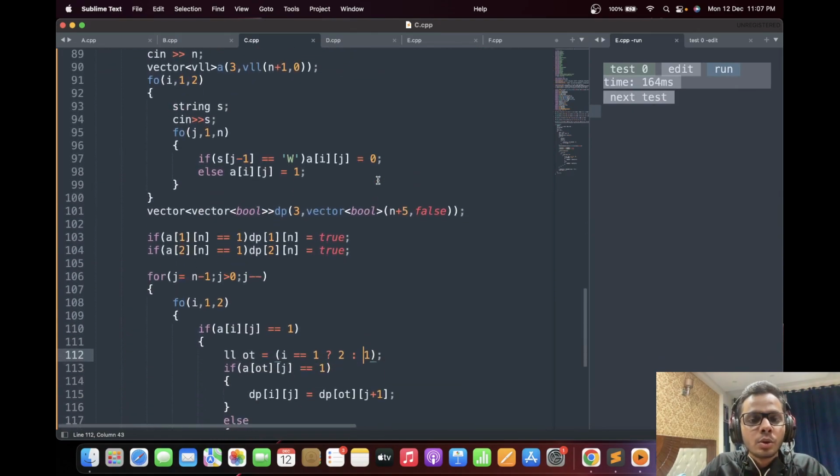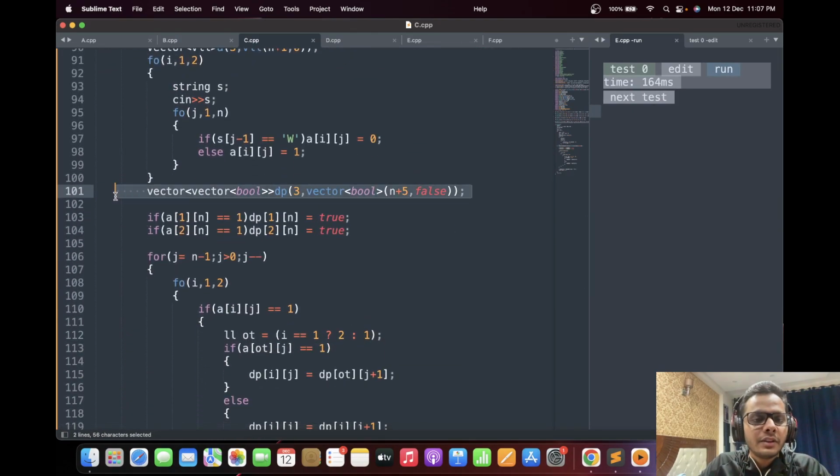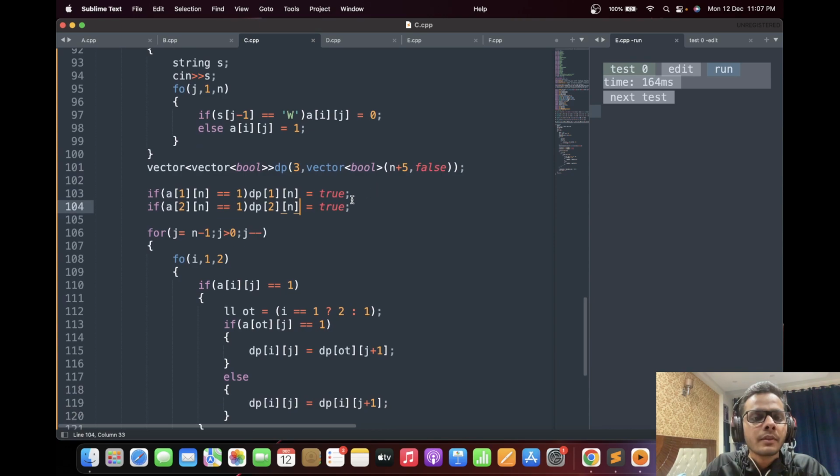Okay, so as usual we have this dp vector and these are the initial values dp[1][n]. If a[1][n] is equal to 1, which means that, so here 1 is denoting black and 0 is denoting white. So if the cell in the first row and the last column is black, then dp[1][n] would be true. Same for the second row and last column.